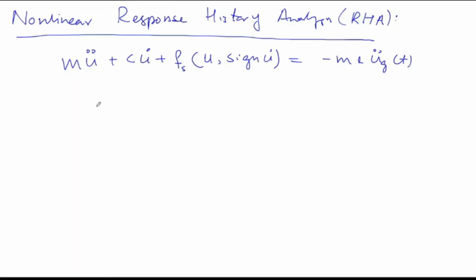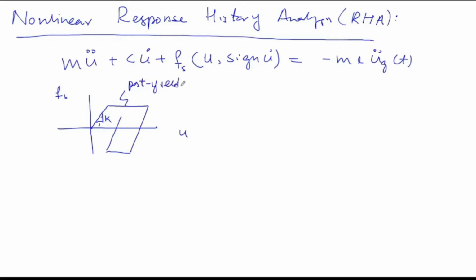And if you remember the behavior of an inelastic element, we already talked about this. For example, if this is force and this is displacement, there is an elastic branch, there is a plastic branch, and then there is an unloading branch as well as a reloading branch. So this is the initial stiffness, which is K. This is the post yield stiffness.